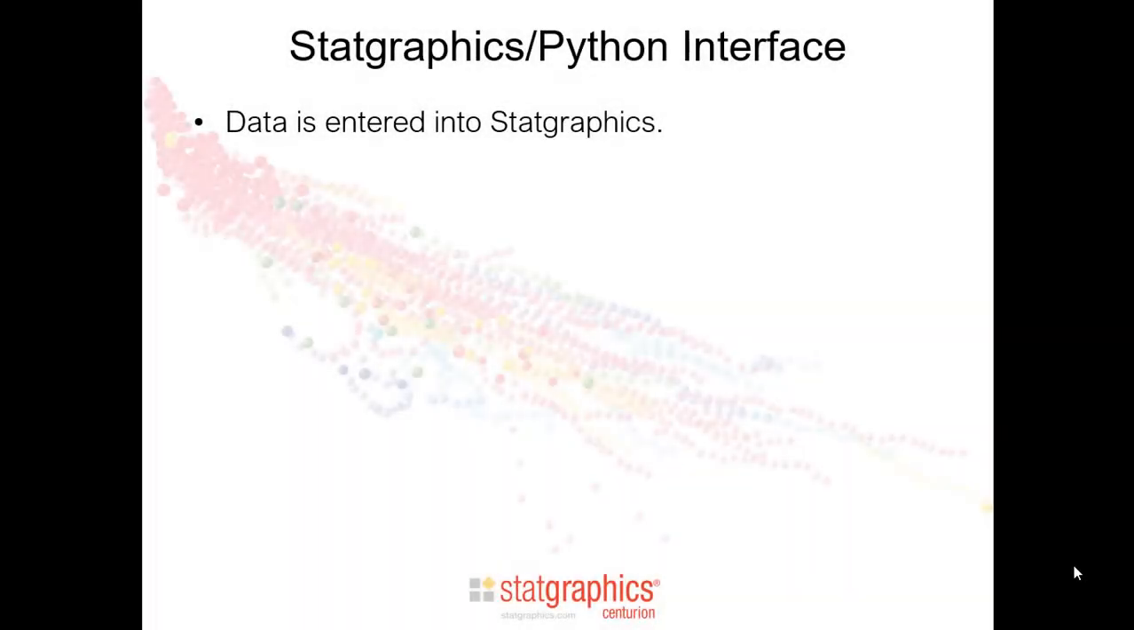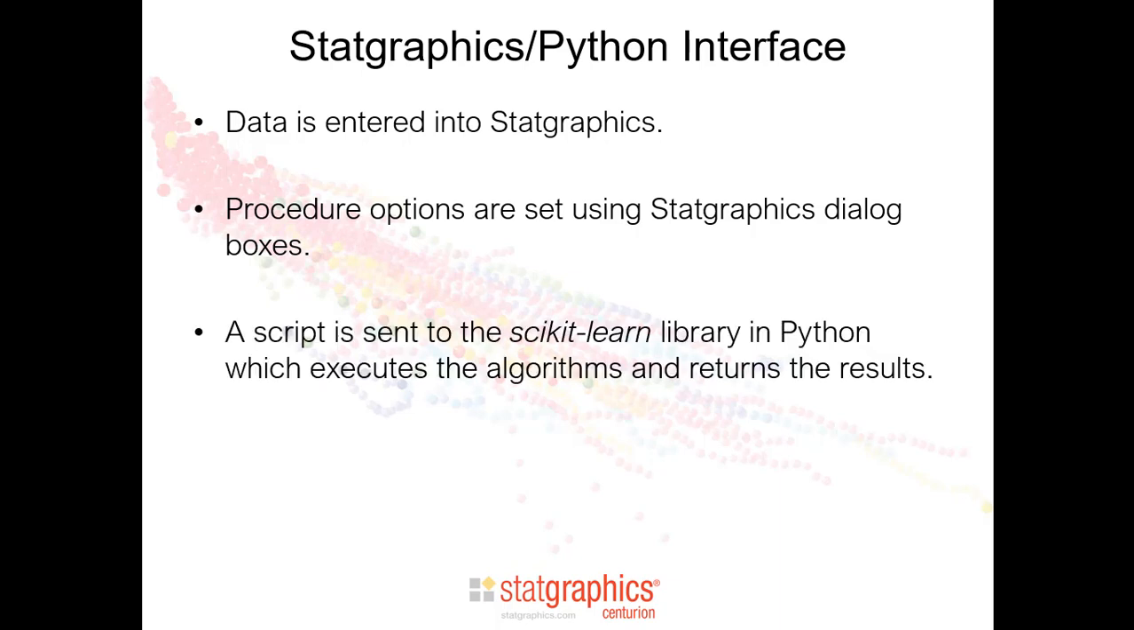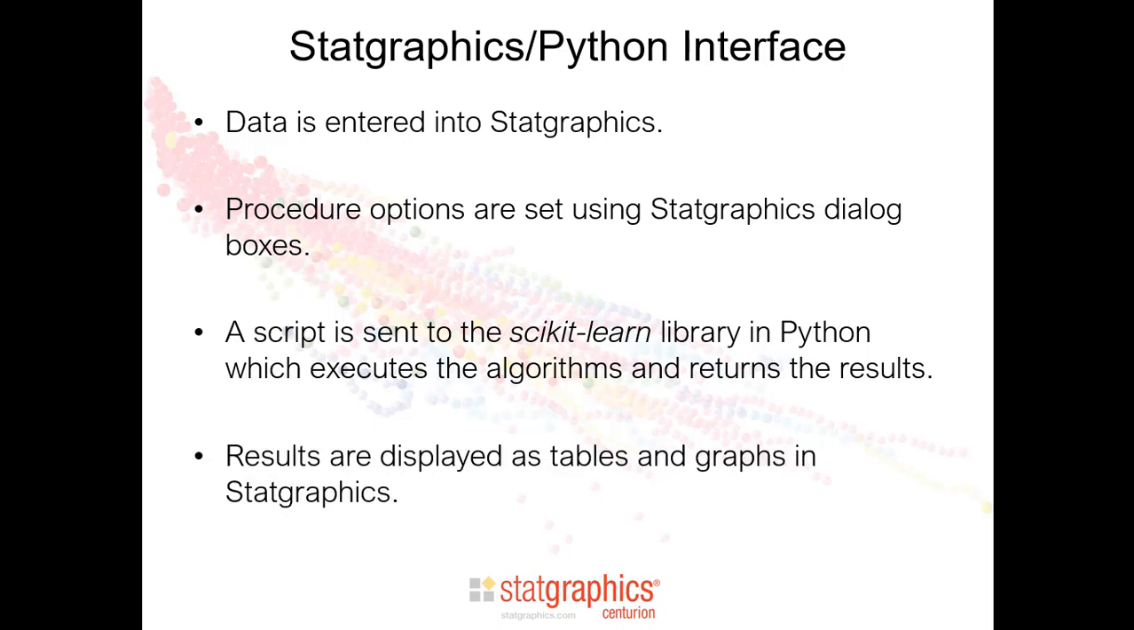The machine learning algorithms in Statgraphics use the Statgraphics Python interface. The data are entered into Statgraphics. Procedure options are set using Statgraphics dialog boxes. A script is then sent to the scikit-learn library in Python, which executes the algorithms and returns the results. The results are then displayed as tables and graphs in Statgraphics.